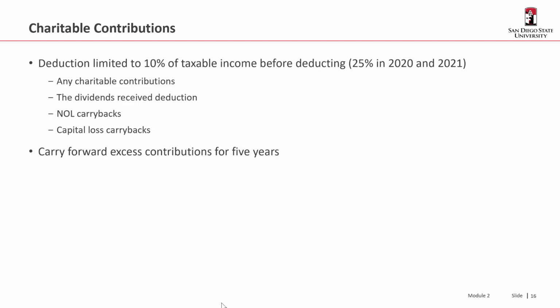So for corporations, charitable contributions are limited to 10% of modified taxable income. That number was bumped to 25% in 2020 and 2021. The modified taxable income is you take the taxable income, and of course, you're not allowed to deduct any charitable contributions first. You would add back any dividends received deduction, which we'll get to as part of this video. You would add back any NOL carrybacks or capital loss carrybacks. And anything in excess of that, you carry forward for up to 5 years. So any charitable contributions that are limited by the income can be carried forward for up to 5 years.